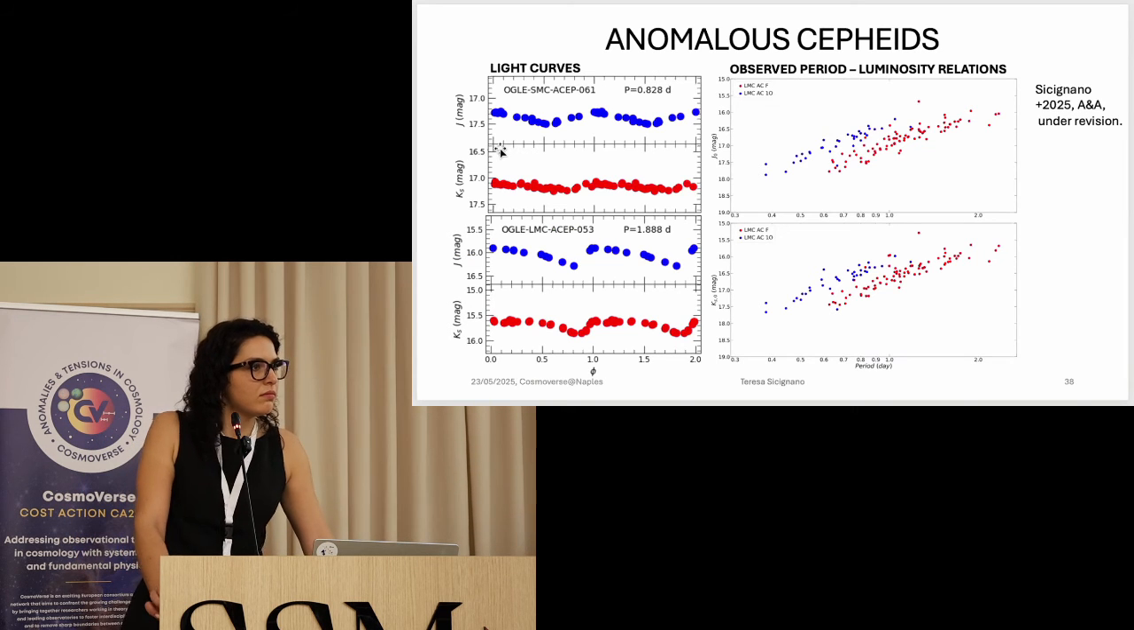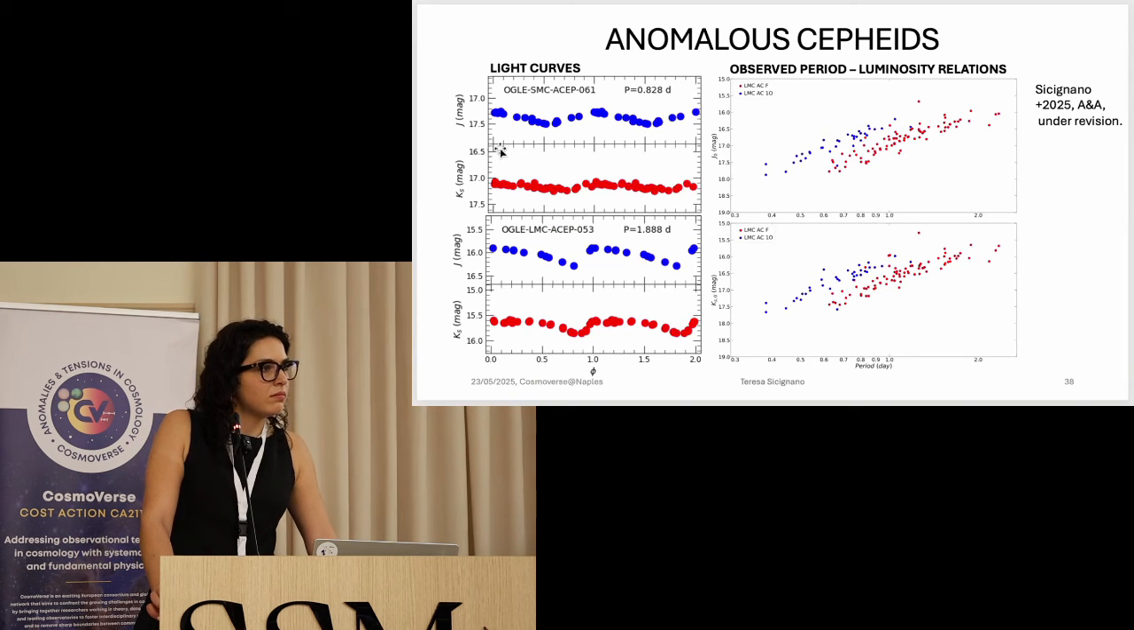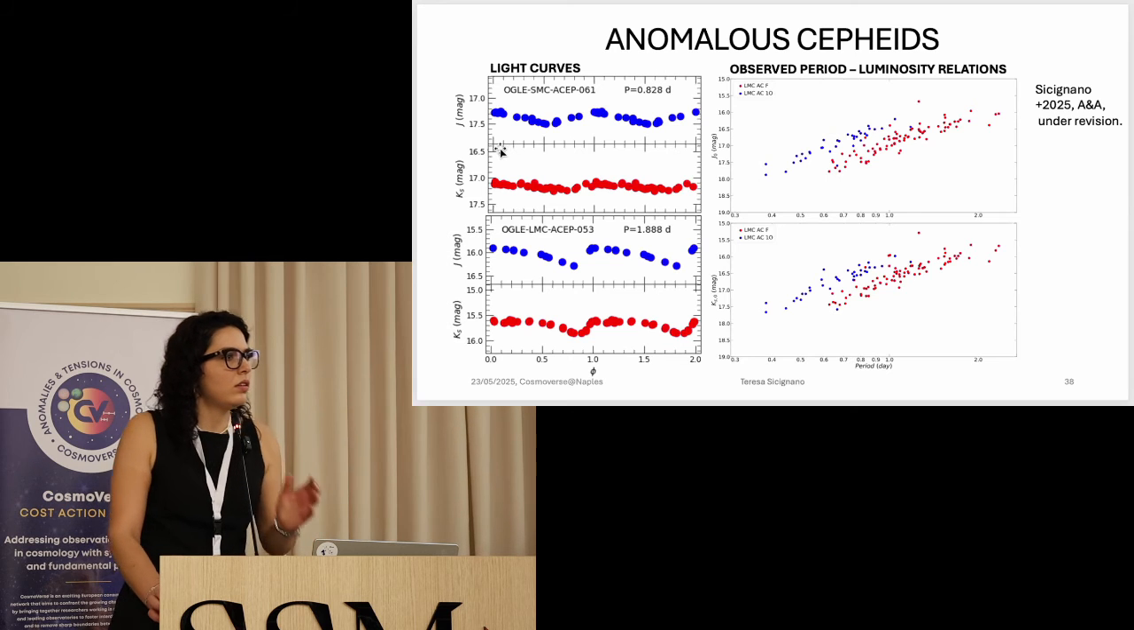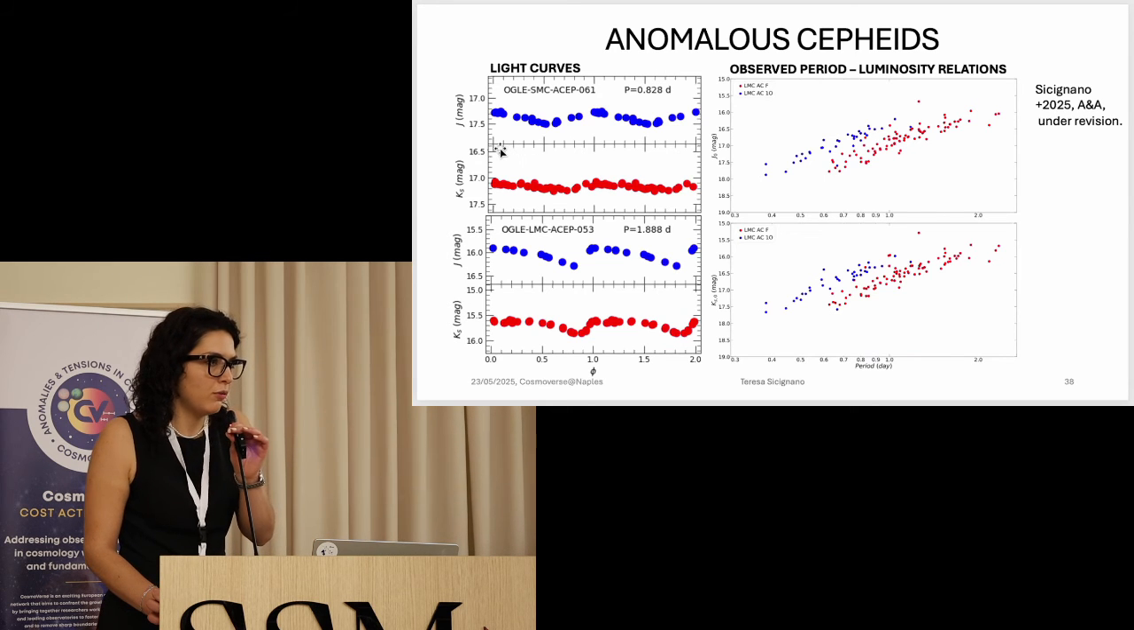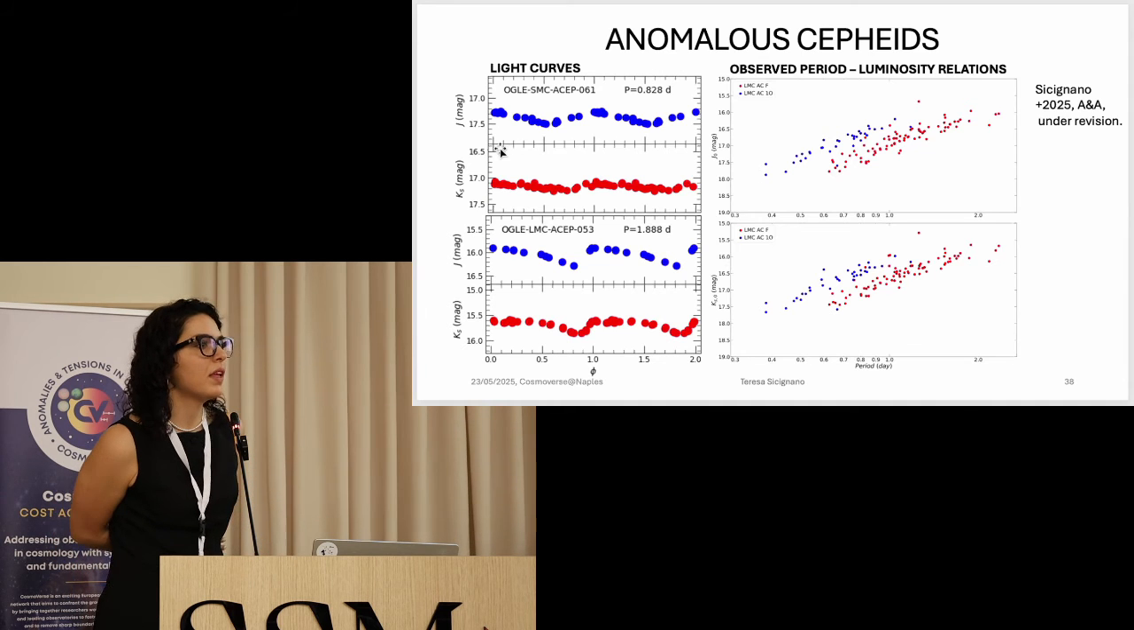Yes, if you need to also add color, is that something significant? Because otherwise, instead of averaging over color, you should correct for each color independently. Do you mean correct for color? Because you said it's a period luminosity color. Yeah, and you saw that it's very different.